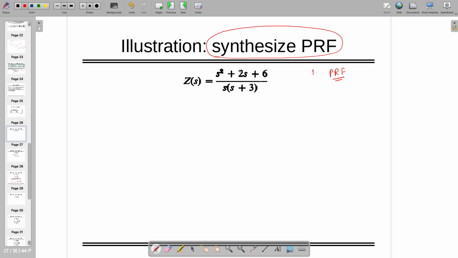So can you see a pole at origin? If it is a pole at origin, can you find out this A and B or whatever? Of course, you need to use partial fraction. This part will give me the capacitor.